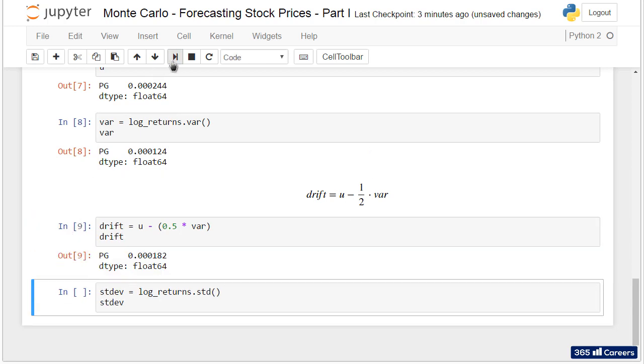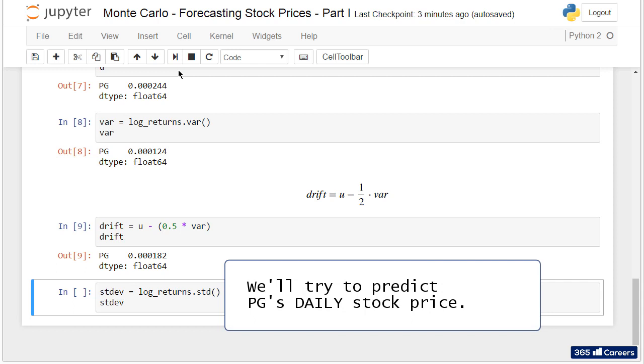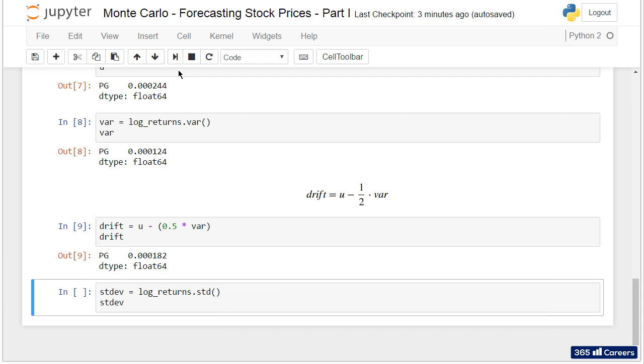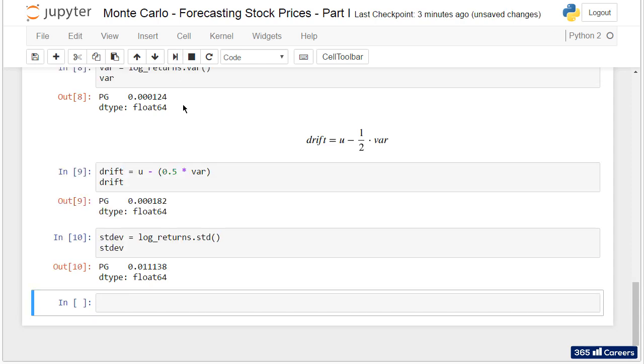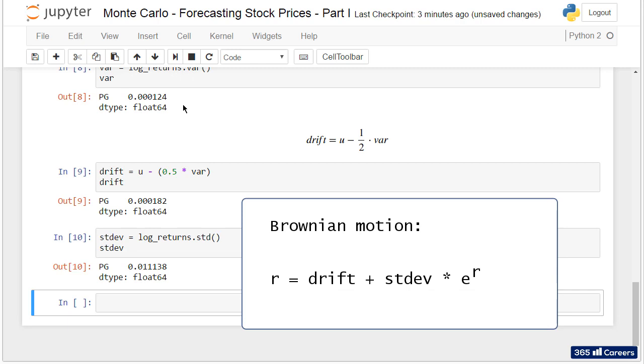All right. We obtained a tiny number, and that need not scare you, because we'll do this entire exercise without annualizing our indicators. Why? Because we will try to predict P&G's daily stock price. Good. Next, we will create a variable called stdev, and we will assign it to the standard deviation of log returns. We said the Brownian motion comprises the sum of the drift and a variance adjusted by e to the power of r. So, we will use this block in the second part of the expression.